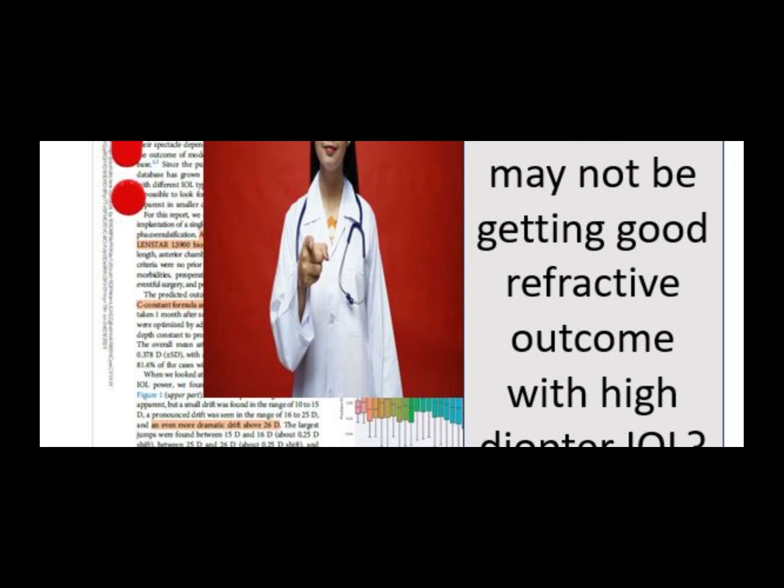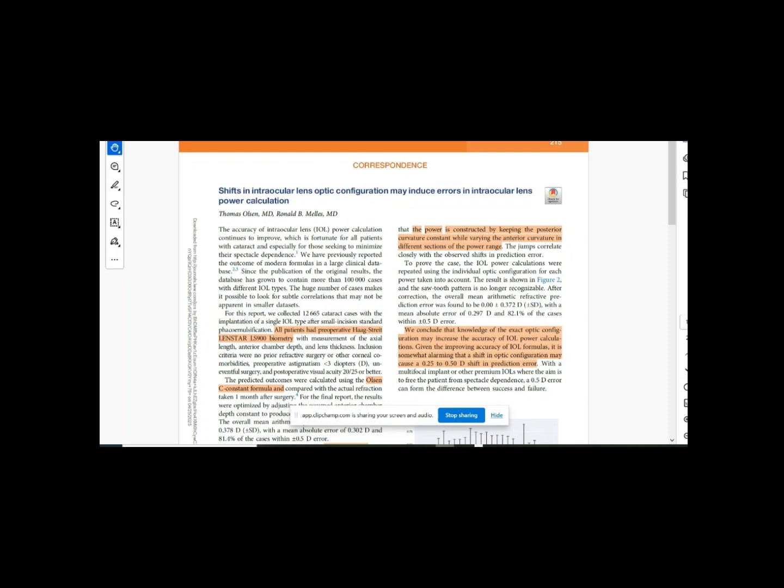Today I'm going to talk to you about a recent article that Thomas Olsen and Ronald Millay have written, actually a letter to the editors of the JCRS, on their recent findings on IOL power calculation. What they have done is report the prediction error with around 12,665 cataract cases with implantation of a single IOL type after a small incision standard phacoemulsification.